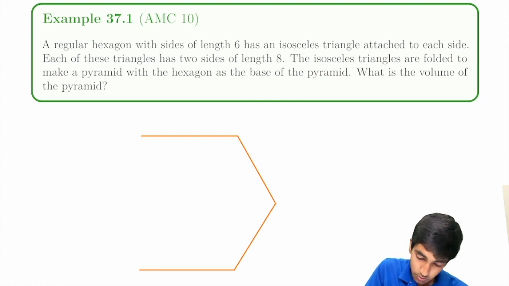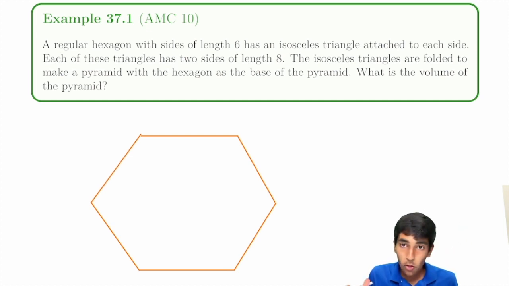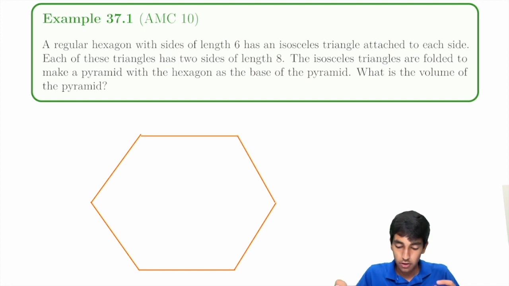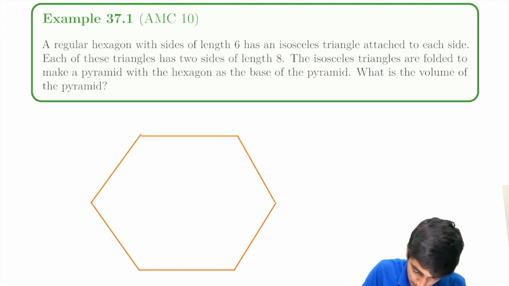So what we're going to do is fold each of these triangles and make a pyramid with the hexagon as the base of the pyramid. When you fold all these triangles up, they're going to meet at one point. You fold them all up, you meet at one point. And this is going to form a pyramid. And I'm trying my best to draw something in 3D.